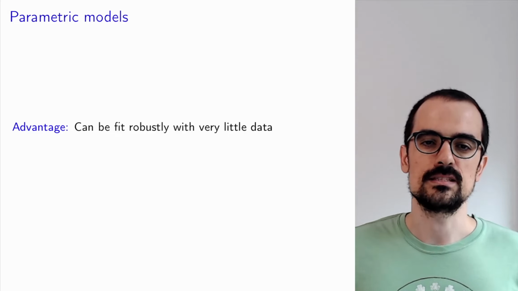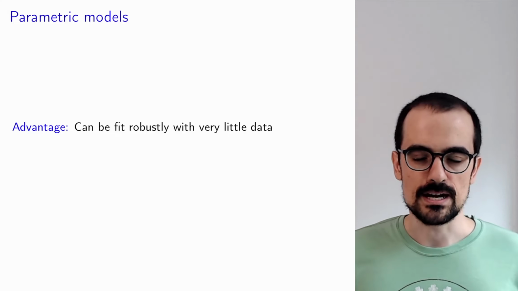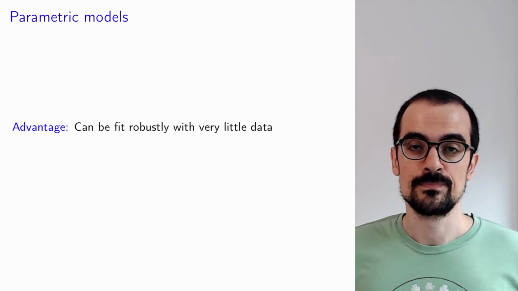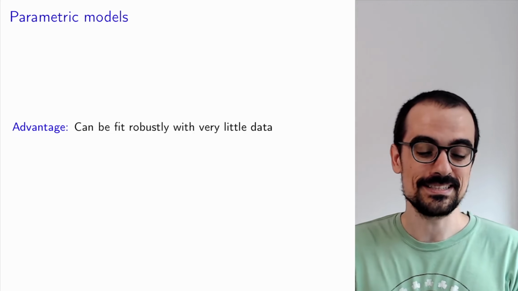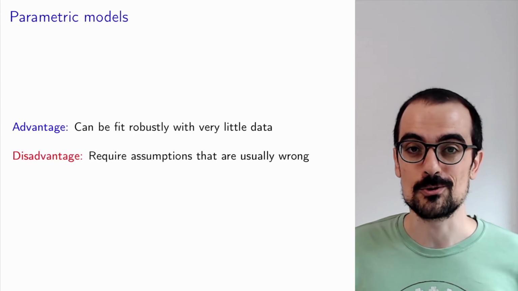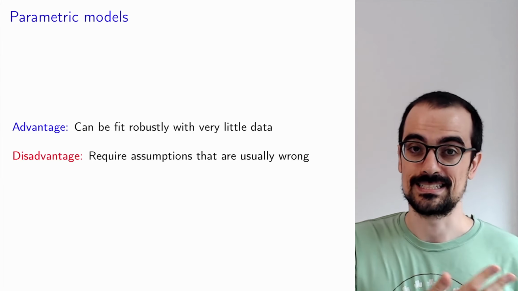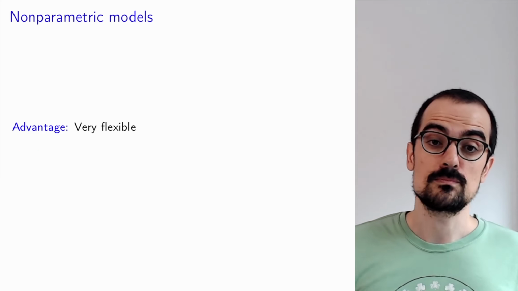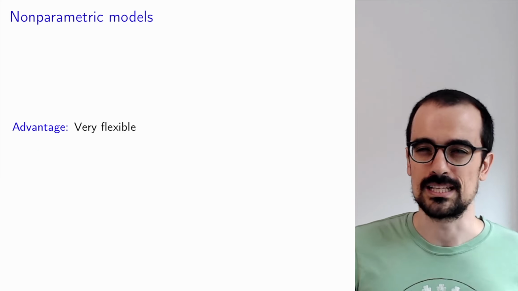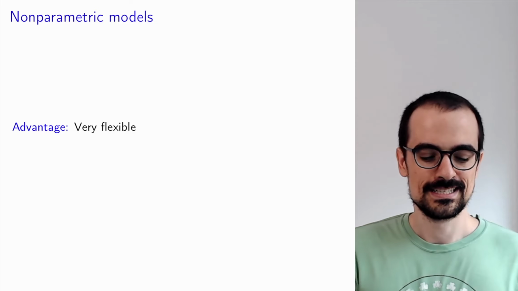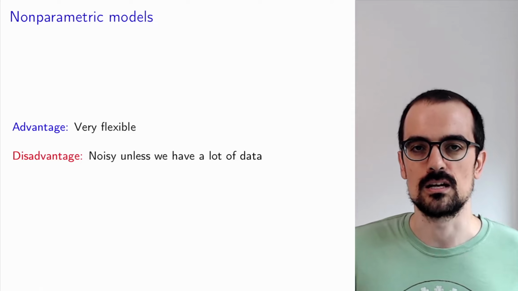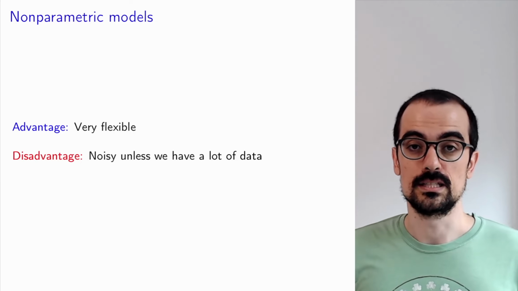Parametric models have the advantage that you can fit them robustly with very little data because you just need to estimate a very small number of parameters. They have this disadvantage, which is that the assumptions that they require are usually wrong, as in the free throw example. On the other hand, non-parametric models are very flexible. They don't require many assumptions. But the problem is that they tend to be quite noisy unless you have a lot of data. And we see this in this free throw example.